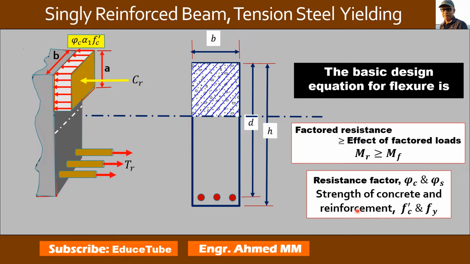Now here I have taken a beam section. It is a rectangular cross section with width B and effective depth D. And this section is taken from the beam, and that beam is considered to be properly reinforced. That is, it fails in steel controlled mode. That's what I told at the beginning, tension steel yielding.